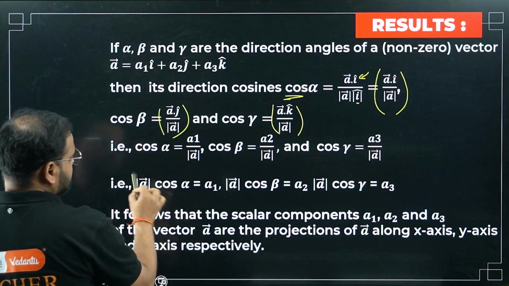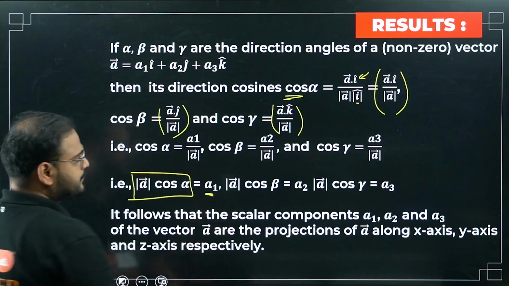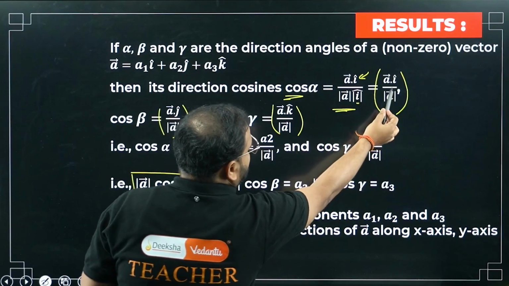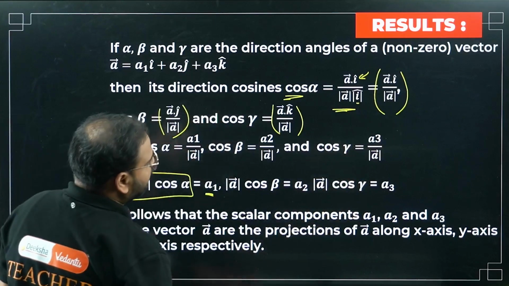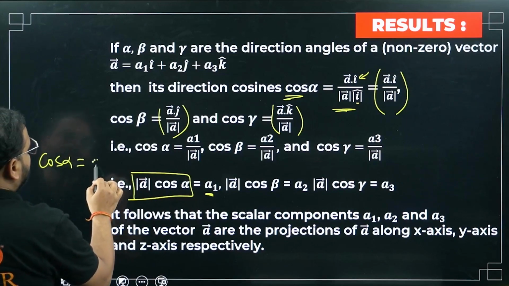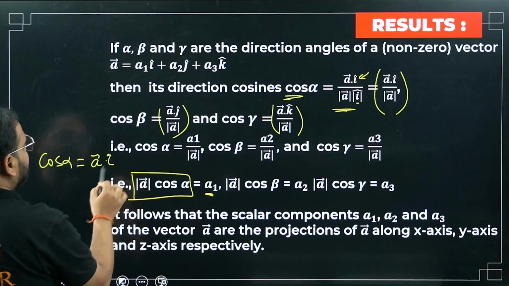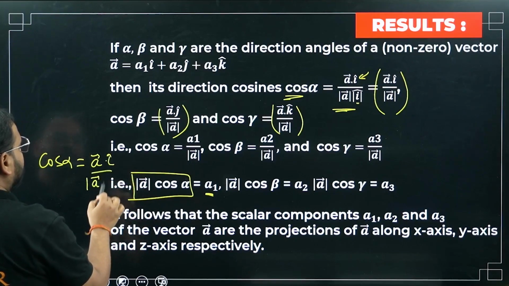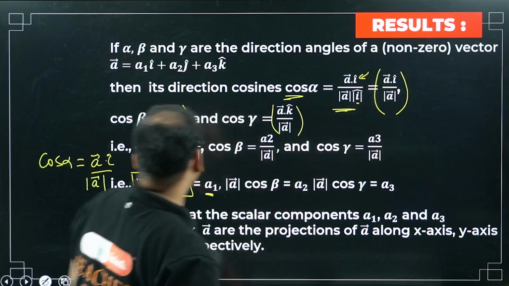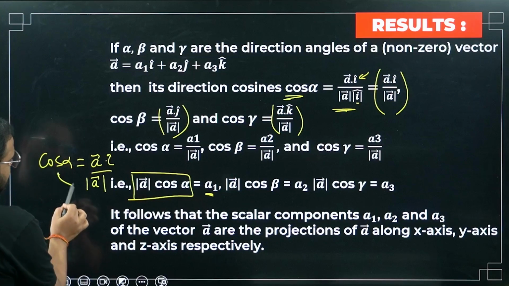How are we getting A1 here, sir? I'm using this one, A dot I. Let me write it over here. Cos alpha equals vector A dot product with I cap upon mod of vector A. That's what it is. Please check. This is the cross multiplication.